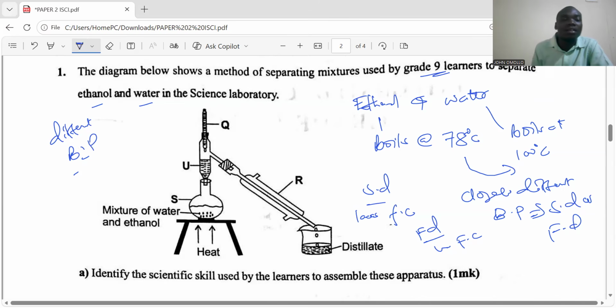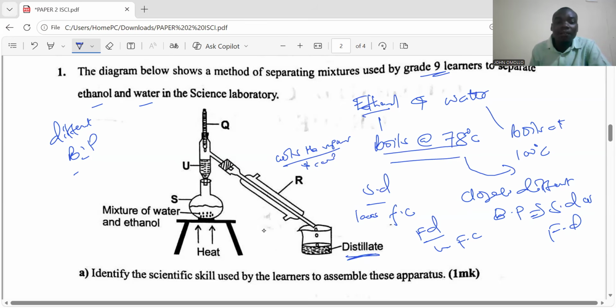But in this case of ethanol and water, both are liquids. What happens? We heat the mixture. After heating, the one with the lowest boiling point boils first. That is ethanol, because it has the lowest boiling point. It distills off first. When it boils, the vapor goes to the condenser. And what is the role of the condenser? It cools the vapor and condenses it back to liquid, and it is collected as a distillate.